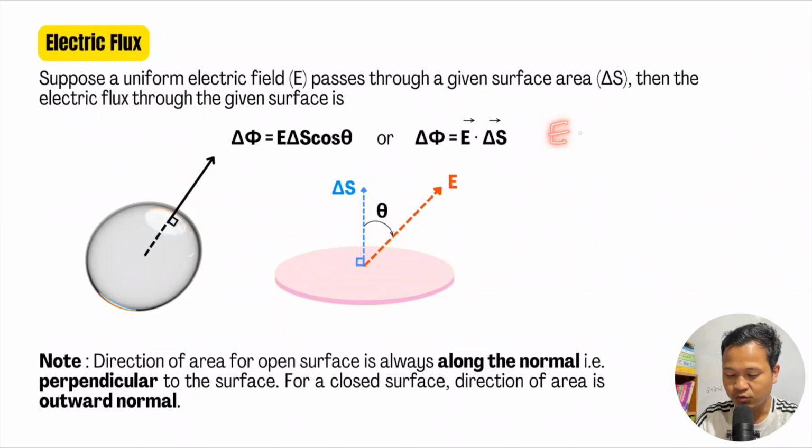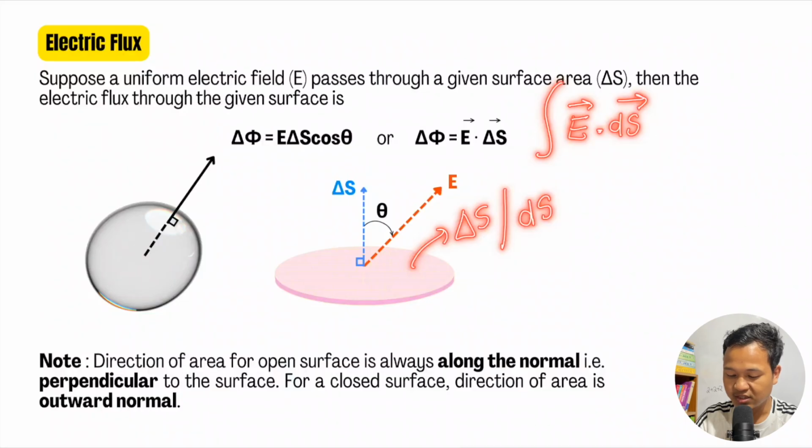So E into, suppose this area is delta s, or ds, so this quantity E dot ds, okay? Integral E dot ds is what is called the electric flux.